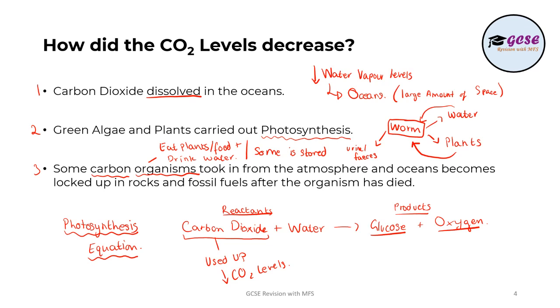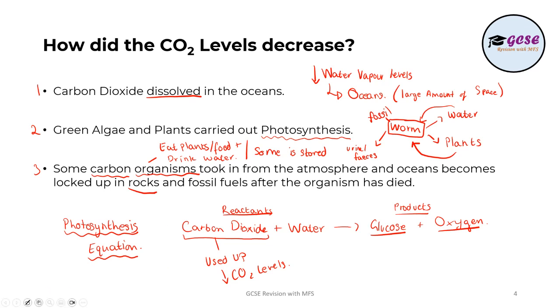Eventually, when the worm decomposes and becomes locked up, it will eventually become a fossil. All animals eventually become fossils after they're compressed over time. The carbon will be trapped inside the worm forever, and that also caused a decline in the carbon dioxide levels. Carbon dioxide can also become locked up in rocks.